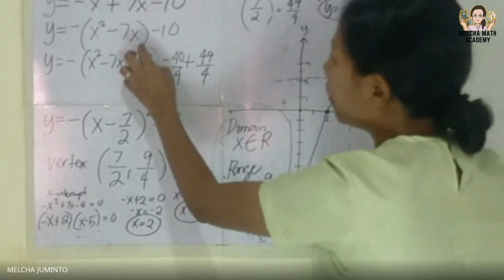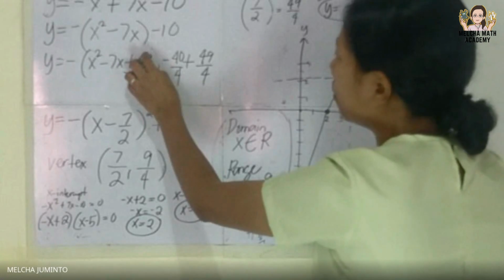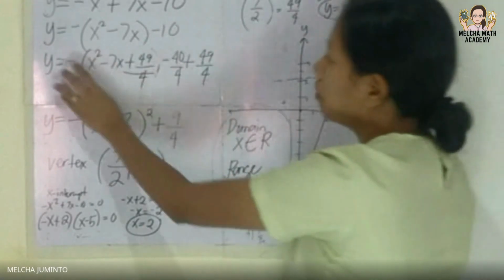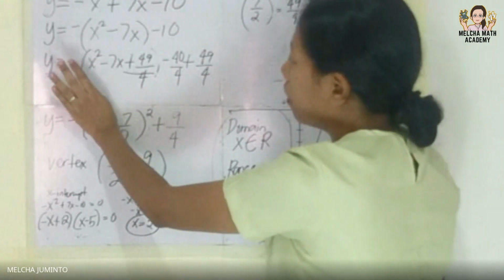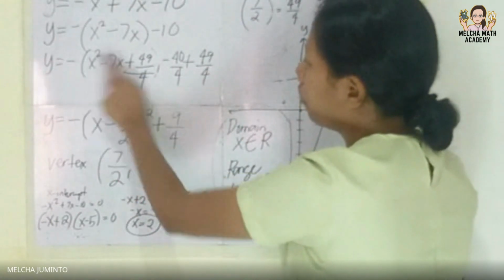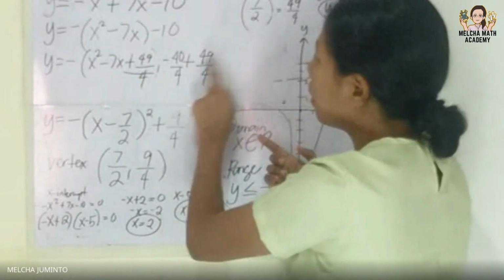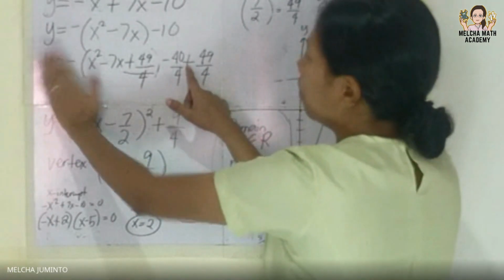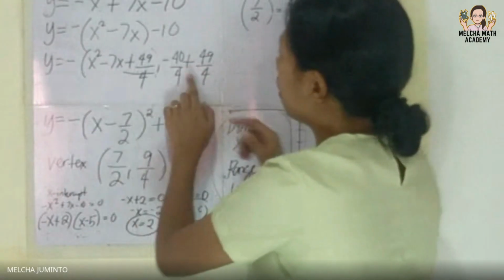And whatever number you added, you also need to add or subtract the last. Here, since may negative sa labas, i-multiply mo na yon. Negative times positive equals negative. That's why nag-plus dito. Pero kung wala yung negative, minus sa labas. But since may negative sa labas, kaya naging plus.